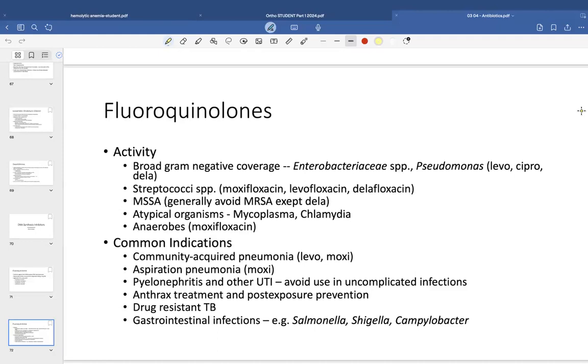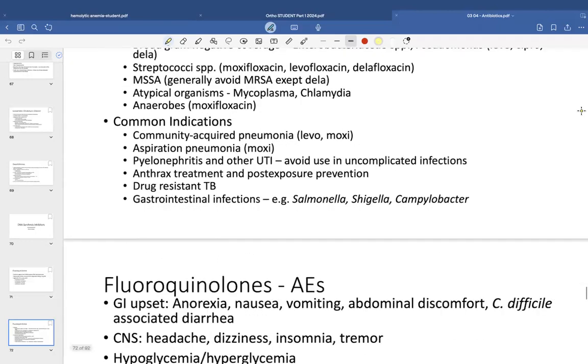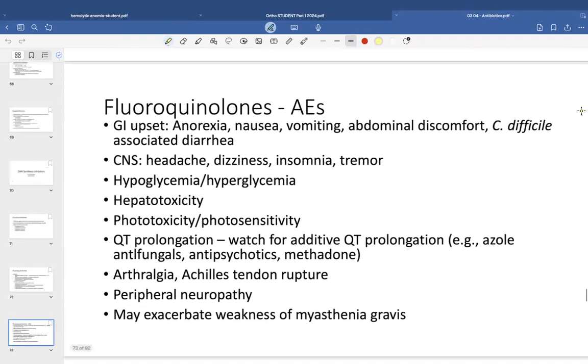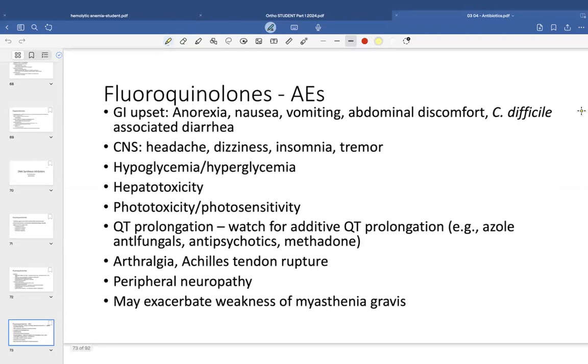In addition to the resistance concerns, there are also a number of side effects. Again, most patients don't get these, but there's enough there to be a concern. GI upset, C. diff diarrhea, if they're on oral courses, IV.